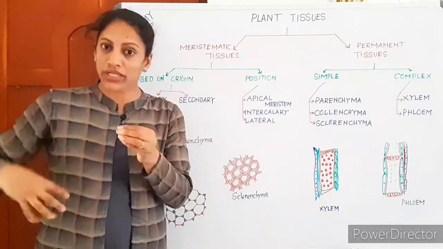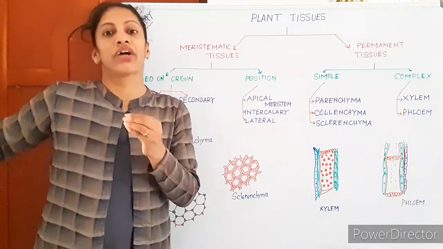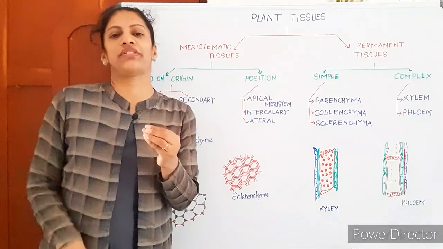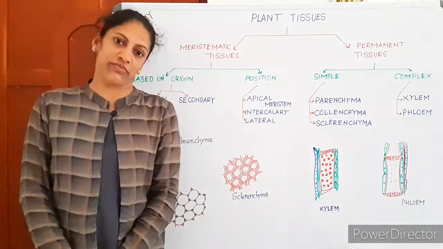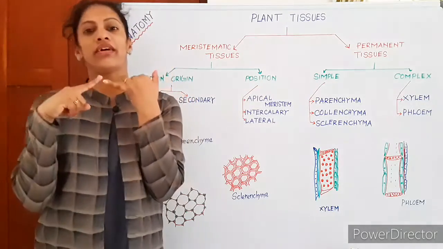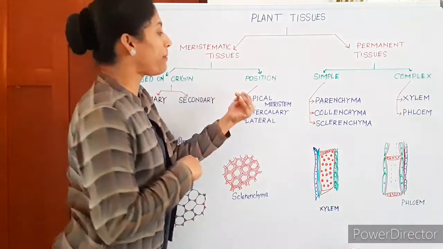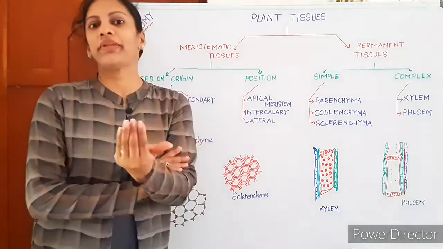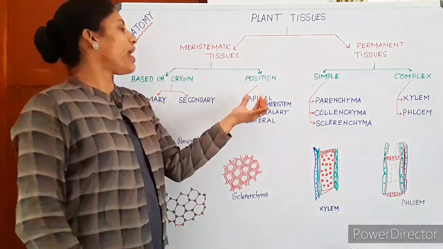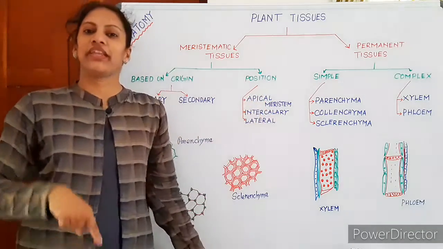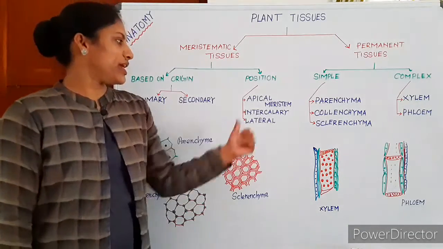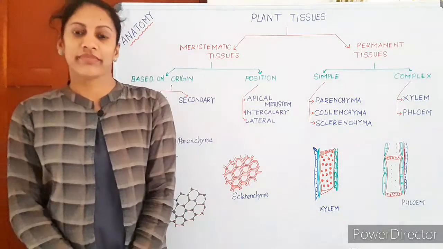Similarly, every root end, the tip, is a growing region with actively dividing cells. That meristem is known as root apical meristem. The root apical meristem and shoot apical meristem are examples of apical meristem. We can simply call them shoot apex and root apex. Apical meristem helps in increase in length. Then the next one, intercalary meristem.